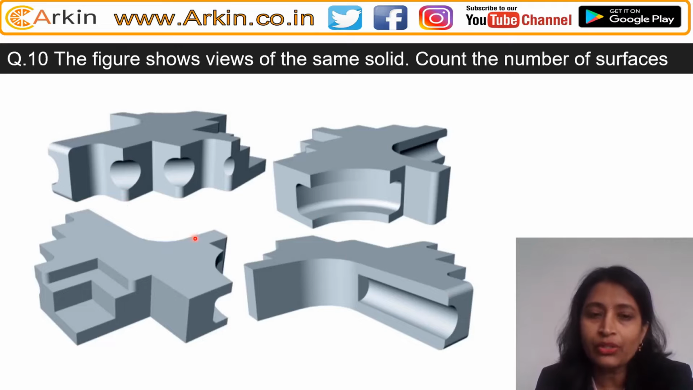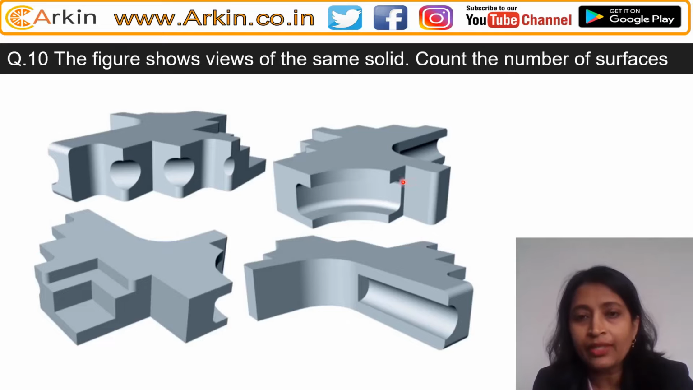In this type of question, the only thing to remember is that when the surface is curved, it is counted as a single surface because it is continuous. There is no edge, there is no turn. So all these many surfaces are continuous. So all those surfaces will be counted as one.